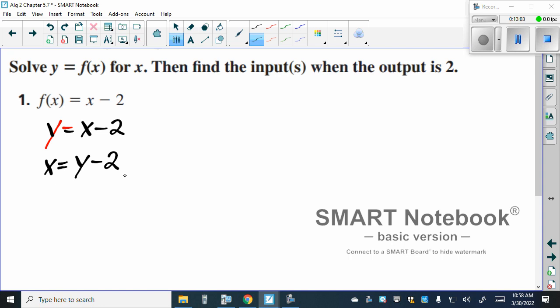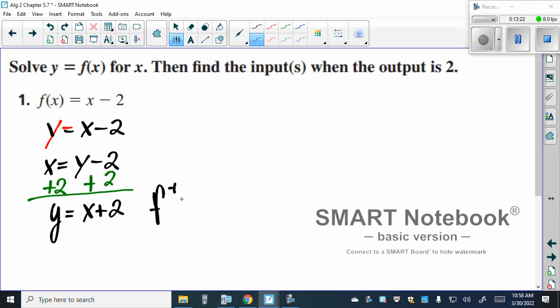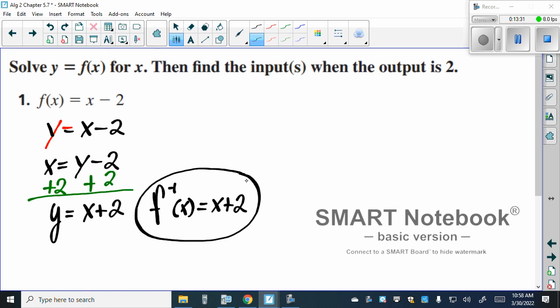Now we need to solve for y, exactly. So now we would add 2 to both sides, telling us that y is equal to x plus 2. And really, to denote that this is the inverse, we will use f inverse of x, which is equal to x plus 2. So that there is the inverse function for this here.